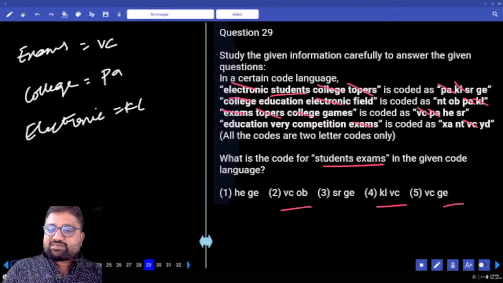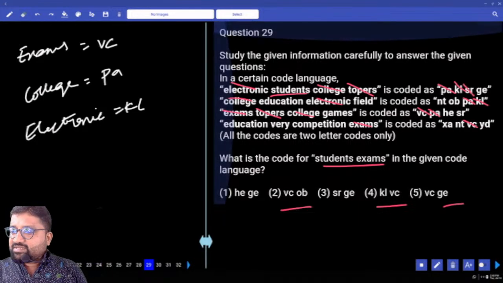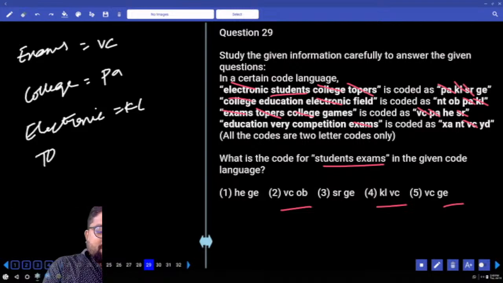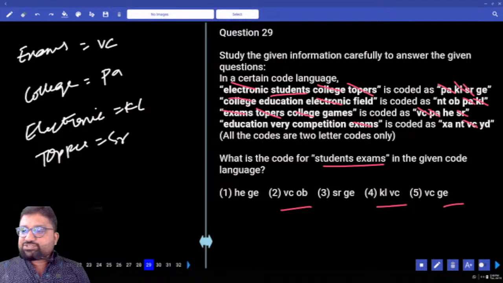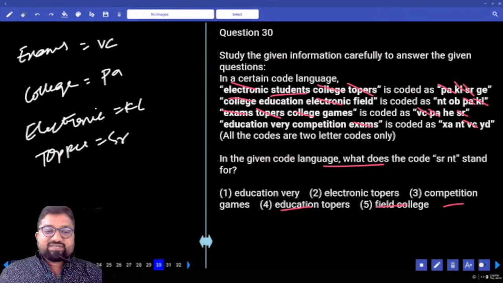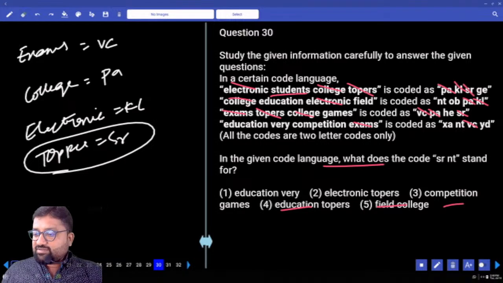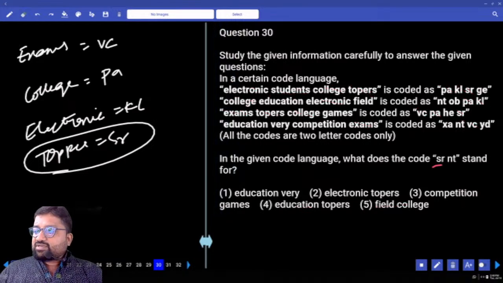Where do you see topper? First and third. Toppers. First and third, what is common? SR. So topper is equals to SR, so automatically students equals to GE. VC, GE. Which option? 30th question. SRNT. What is SR? SR is topper. Where do you see NT?